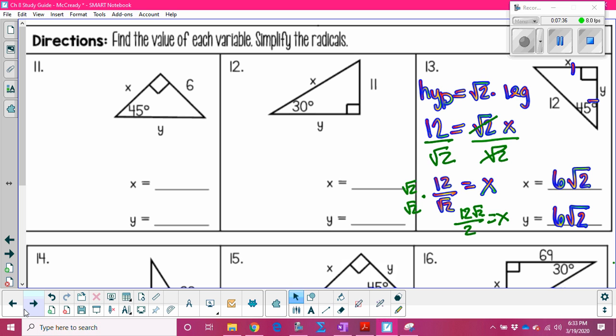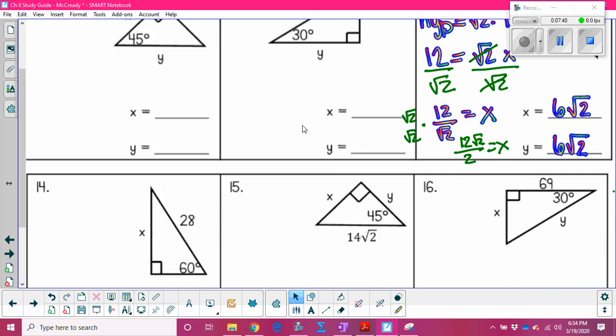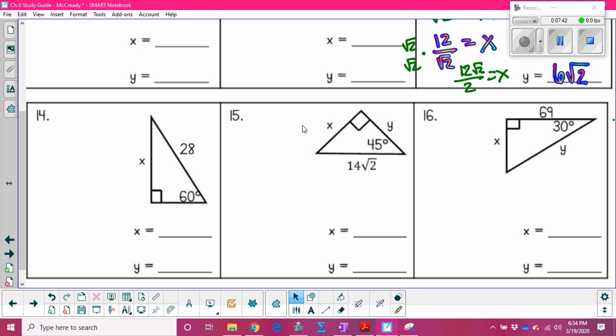Okay, let's look at number 16. Okay, number 16 is a 30, 60, 90 degree triangle. Okay, so we have the long leg because it's across from the 60-degree angle. Here's the 60-degree angle right here. Okay, so we need to set up our equation. We do have the long leg. We know what it is. So we're going to use that, and we can find the short leg, which here is x.